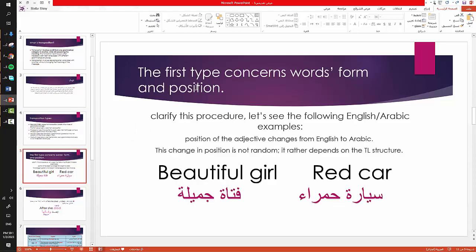The first type concerns word form and position. To clarify this procedure, let's see the following English-Arabic examples. So we have beautiful girl, red car. The position of the adjective changes from English to Arabic. This change in position is not random, it rather depends on the target language structure. So when we say beautiful girl, the adjective comes before the noun to describe it.